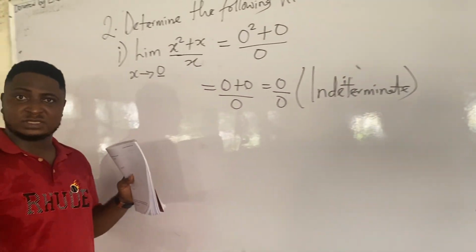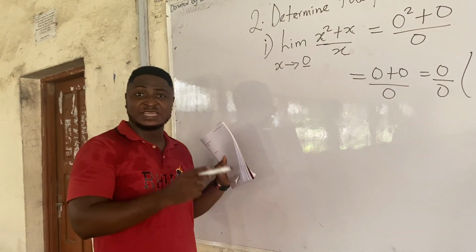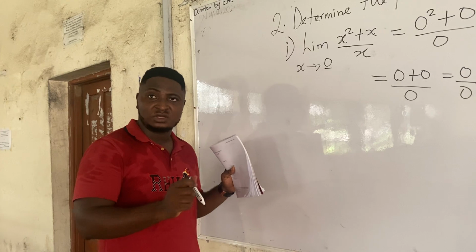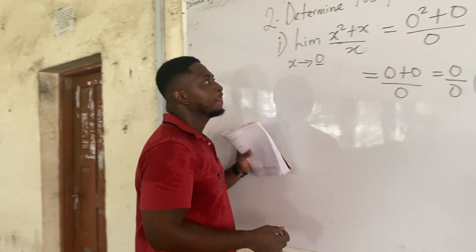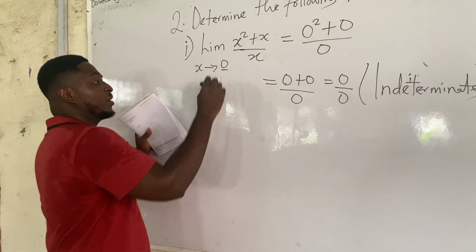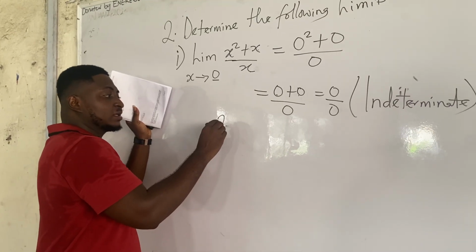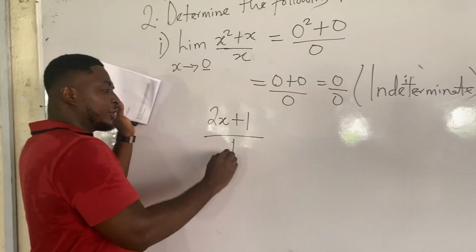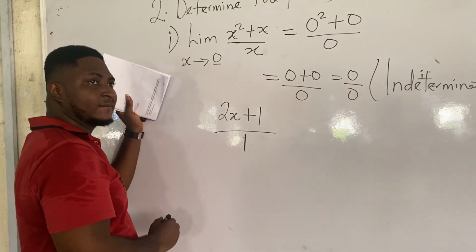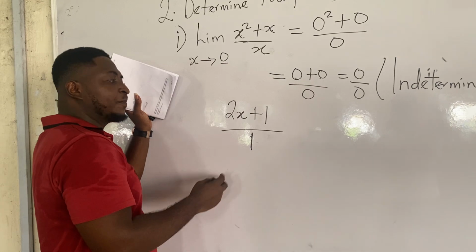In our previous solving, we already told you what to do when you see an indeterminate function. You differentiate or you factorize. The faster approach is to differentiate. Differentiate x squared, we have 2x. Differentiate x, you have 1. Differentiate x below, you have 1.